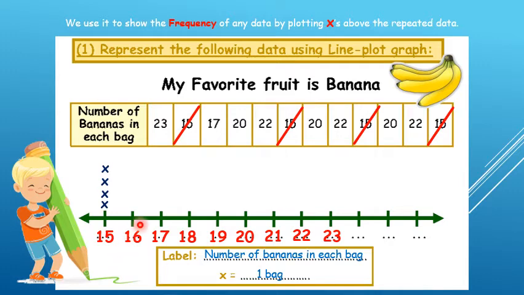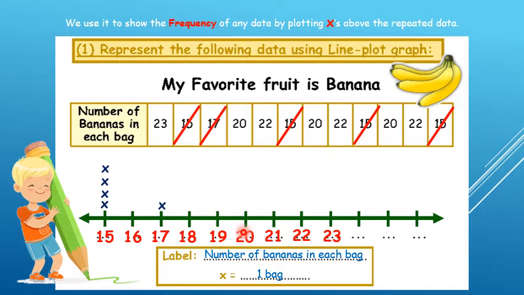Next one, are there any bags that have 16 bananas? No, then it will be empty. Are there any bags that have 17 bananas? Yes, we have one bag here. Then cancel it and put one x only above 17. It means that only one bag has 17 bananas. Next one, we have 18. Are there any bags that have 18 bananas? No, then it will be empty. And next one, it will be 19. Are there any bags that have 19 bananas? No, it will be empty.